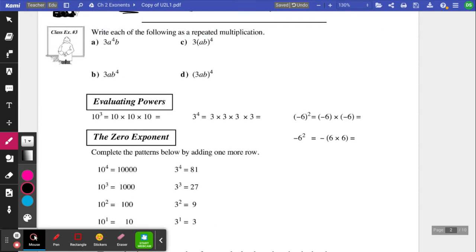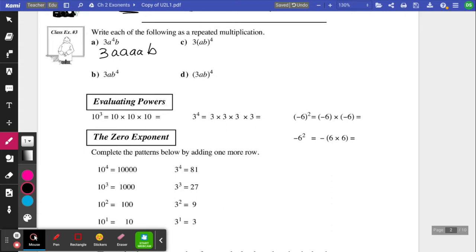Write each of the following as repeated multiplication. Which has to be repeated? Look at the exponent. What does the 4 apply to? Just the A, Malachi, not the 3. If I wanted it to apply to the 3, you'd have to put brackets like that. Now that 4 applies to the 3. But if there are no parentheses, then it doesn't. It only applies to the A. So the 3 appears once, then there's A, and a B. Agreed? Those are all multiplied together.